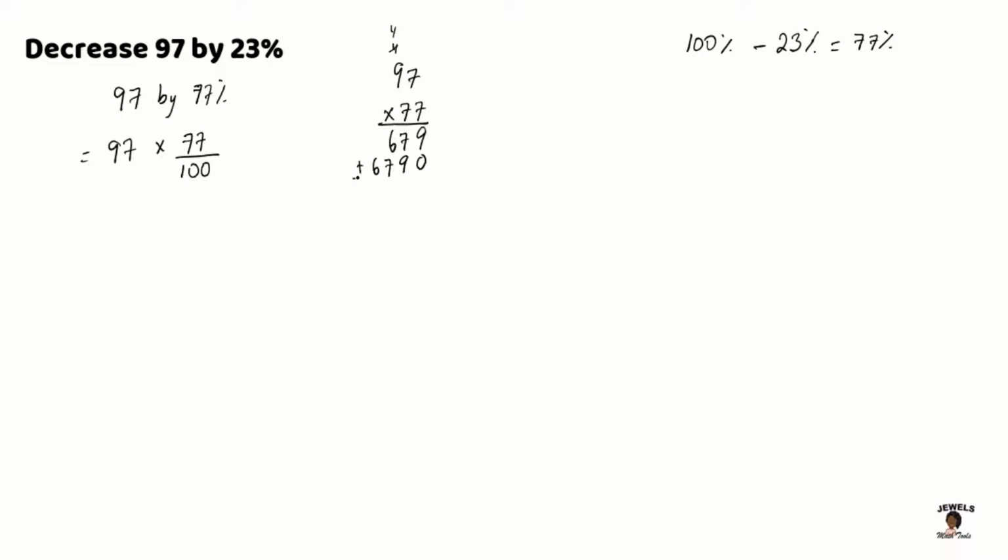We'll add our numbers together. 9 plus 0 is 9. 9 plus 7 is 16. We put our 6, carry the 1. 1 plus 6 is 7, and 7 plus 7 is 14. We'll put our 4, carry the 1, and 1 plus 6 will give us 7. So our product is 7,469 being divided by 100.